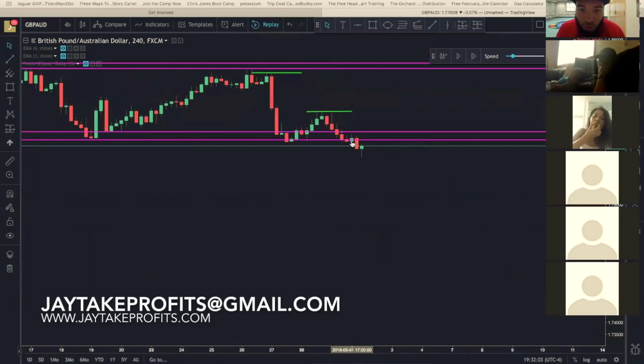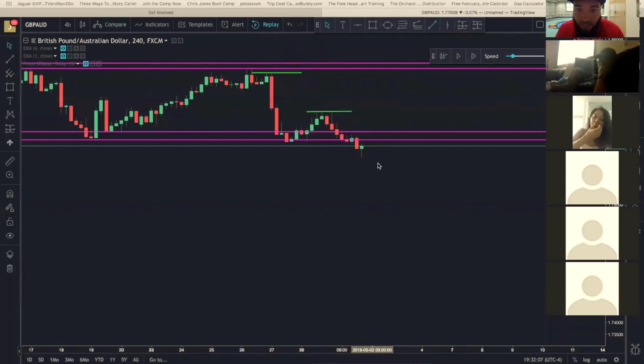Sometimes this is all the pullback you're gonna get. And sometimes you're gonna get a bigger pullback, a big green candle like this right here, pulling back in here. So that's what I'm saying.